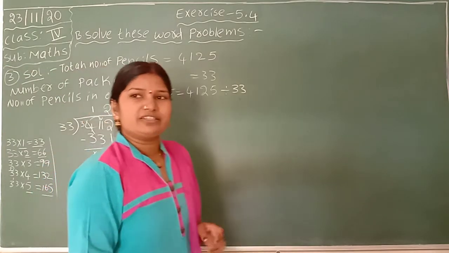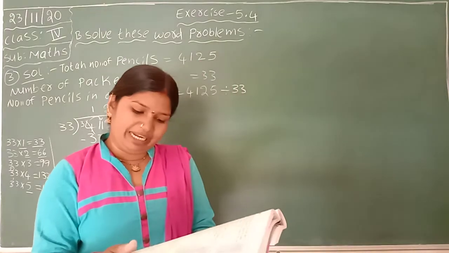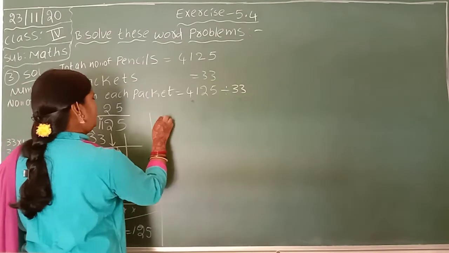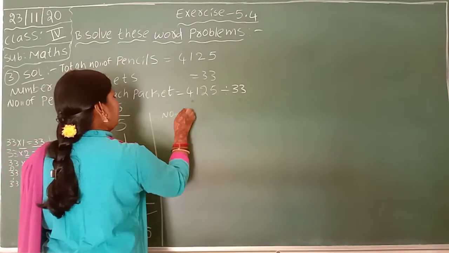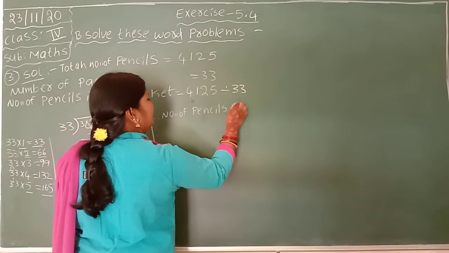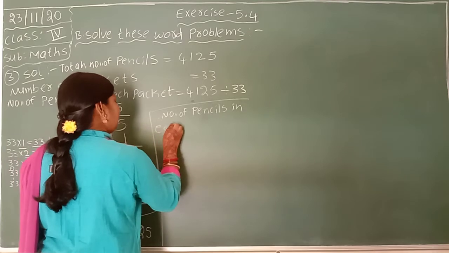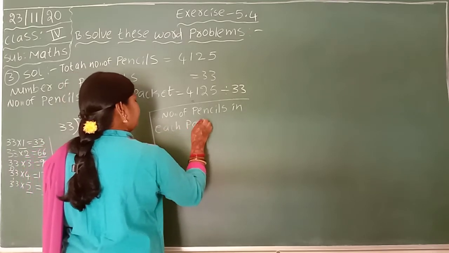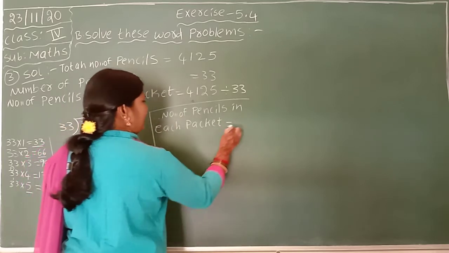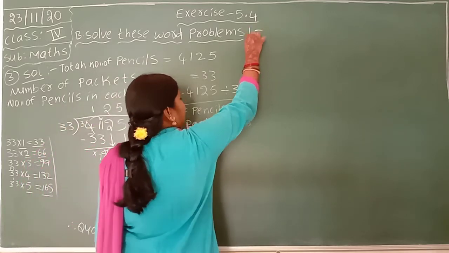Last, what did they ask? Write down that step. They are asking how many pencils will be there in each packet. Therefore, number of pencils in each packet is equal to 125. This is the answer.